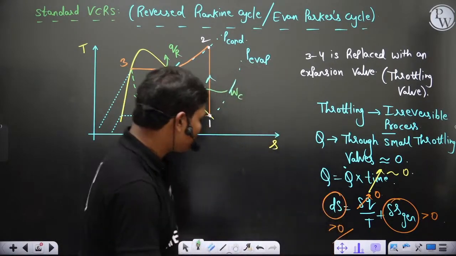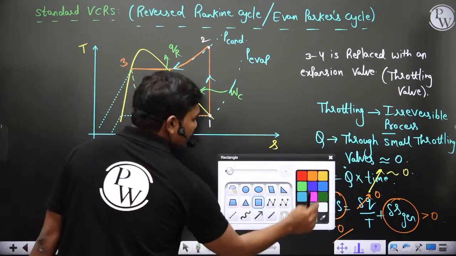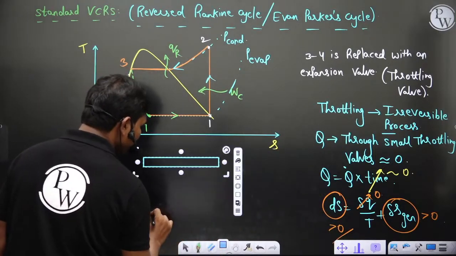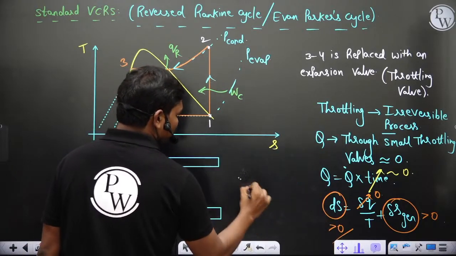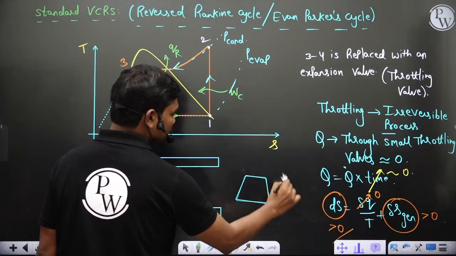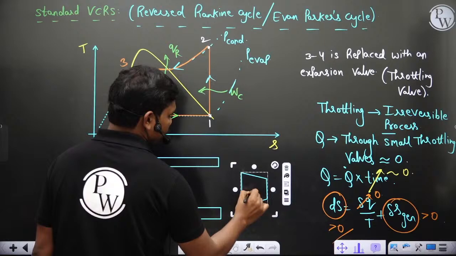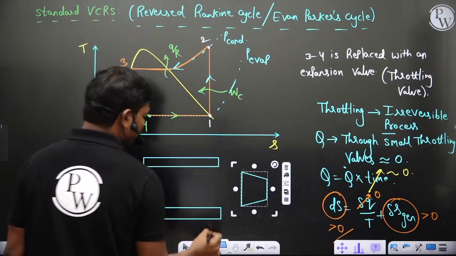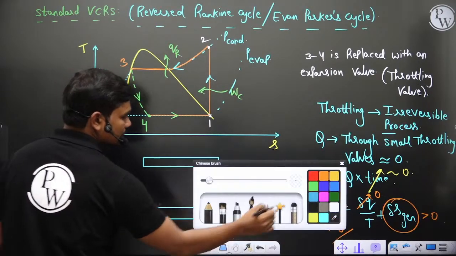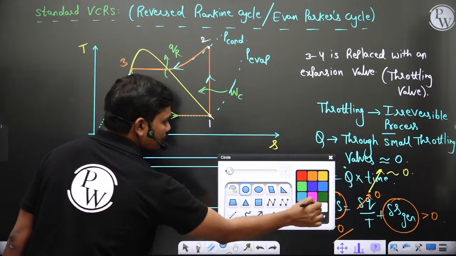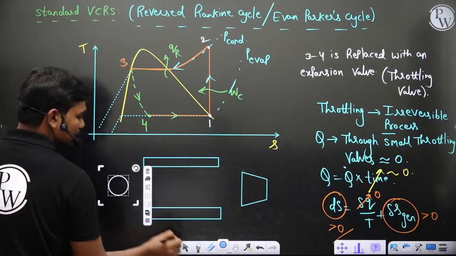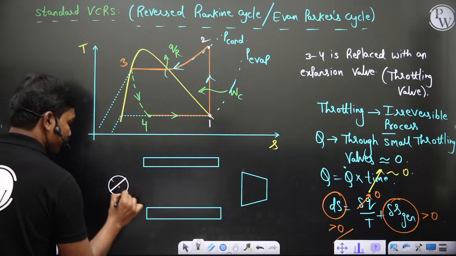If you draw the circuit for this, you have a condenser and evaporator combination, and here you have a compressor, of course, to compress this vapor. And you have an expansion valve here. That's it. So this is the expansion valve, the throttling valve.